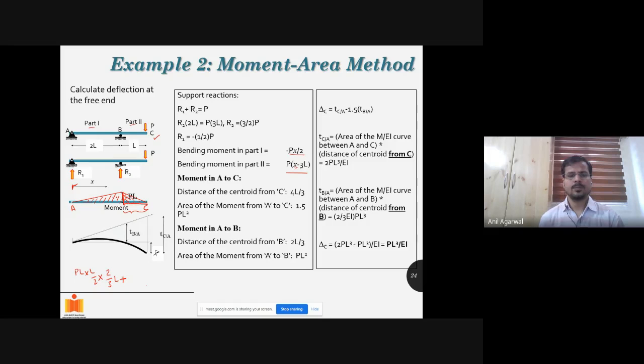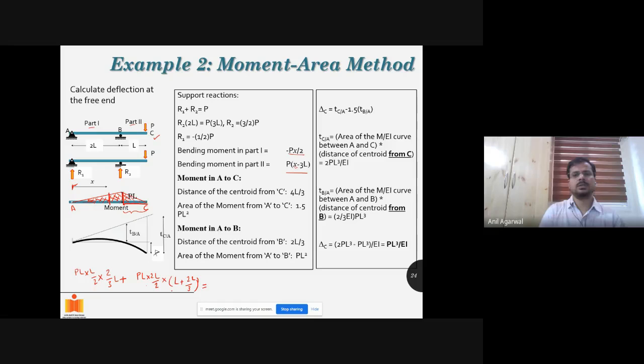Plus. Now, the second part. The second part will be PL into 2L by 2. This is the area of the second part. Okay. PL multiplied by 2L divided by 2. Where is the centroid located? Centroid is located at L multiplied by 1 by 3 of 2L. Okay, so this total distance is 2L. 1/3 of that will be somewhere here. So that is 2/3 of L plus L.